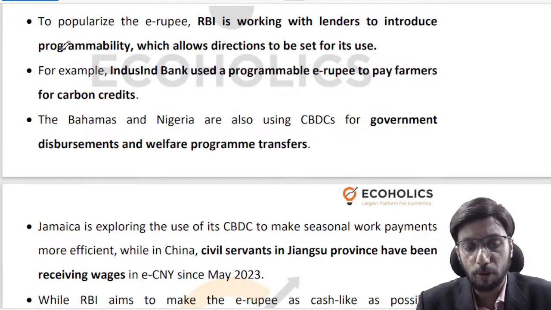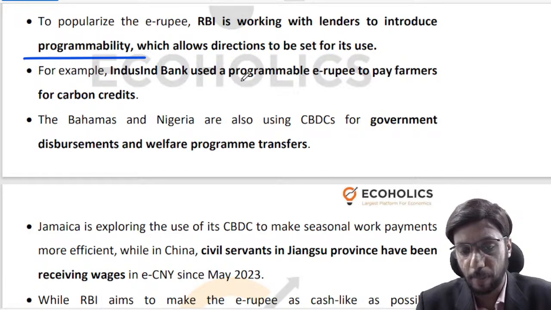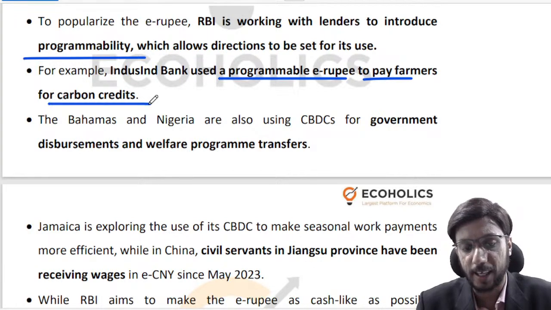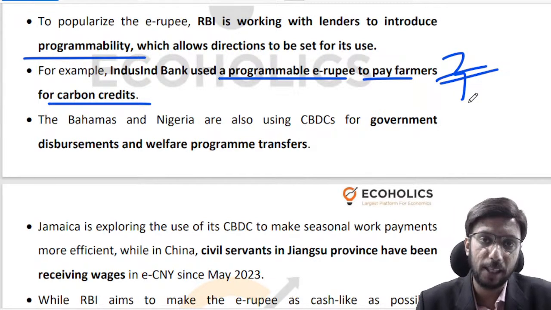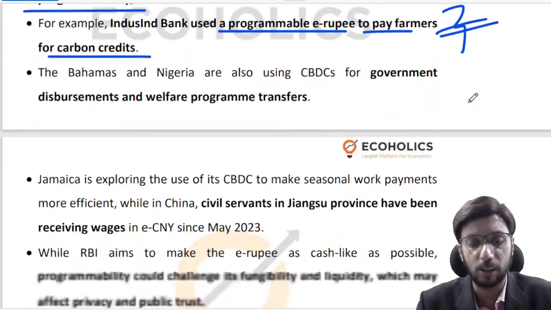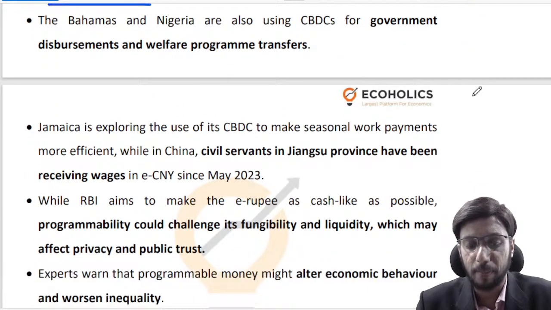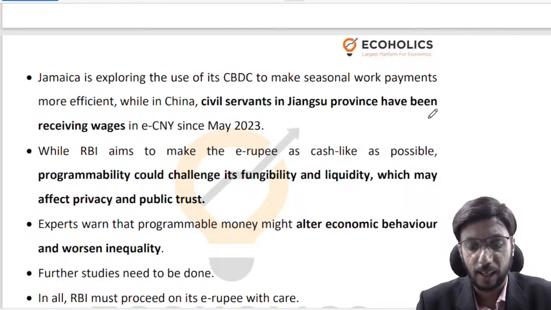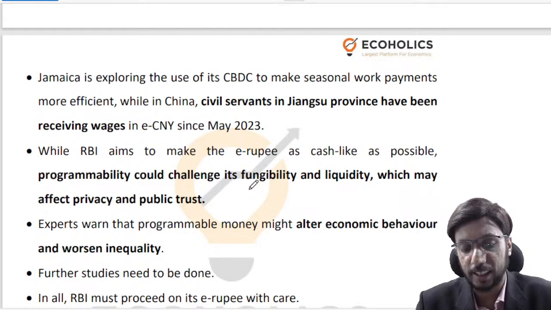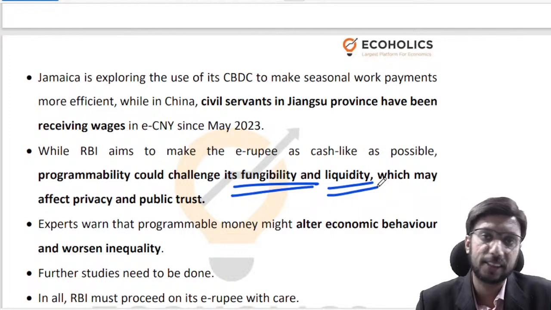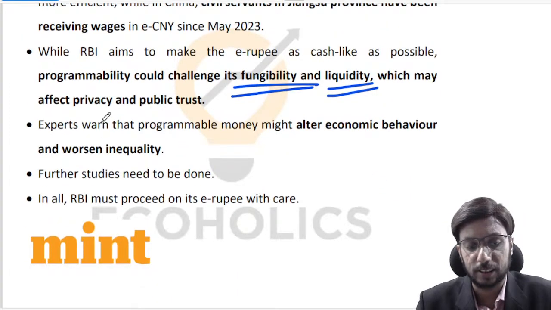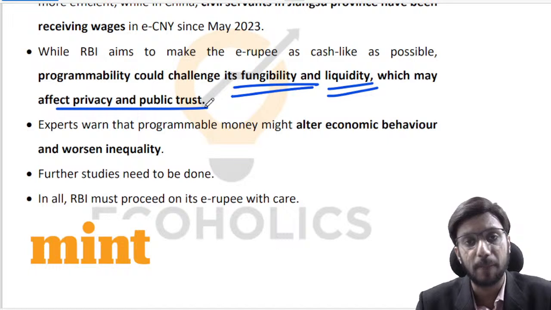Now there is this new concept of programmability that I have come across. The idea is that IndusInd Bank used programmable e-rupee to pay farmers for carbon credits. So what we are essentially doing is that you do some activities or you become eligible to receive e-rupee, and then you automatically receive e-rupee, right? While this kind of programmability sounds very cool and fancy, it is definitely creating a challenge related to fungibility, that is, me being able to transfer that money once I have received it, and liquidity, me being able to use that money as, let us say, cash for carrying out various transactions, with additional issues related to privacy and public trust also being there.